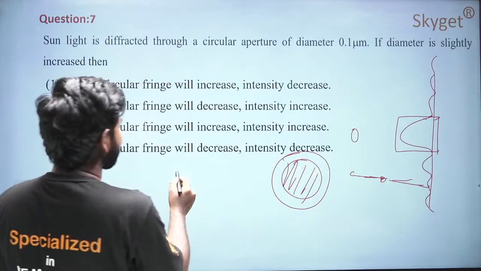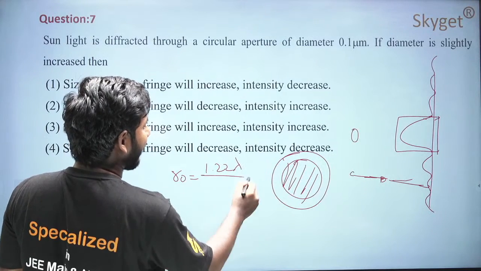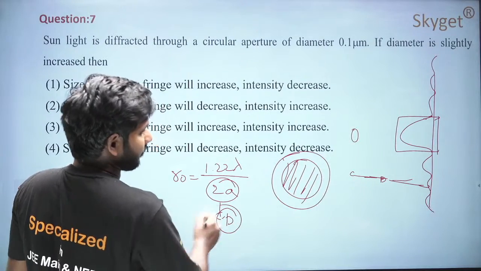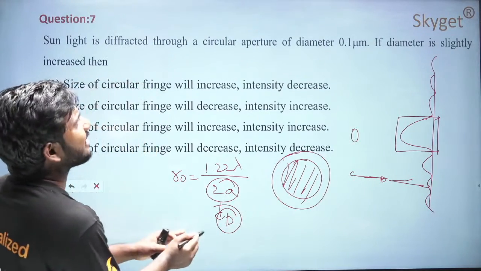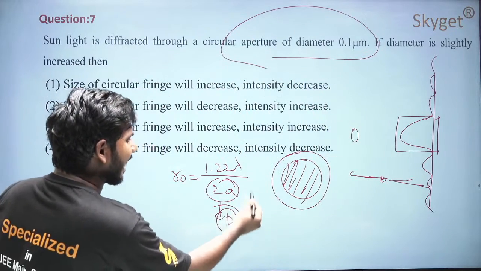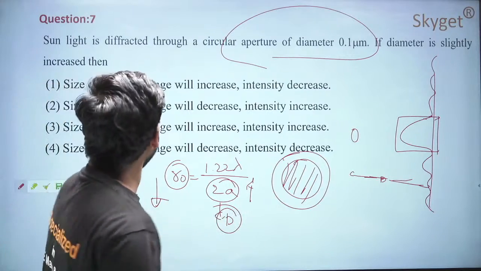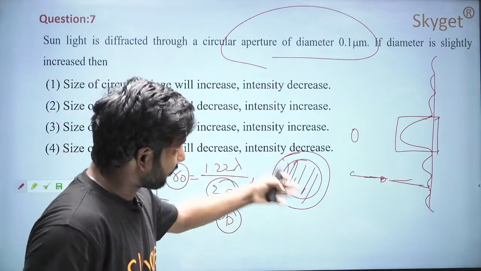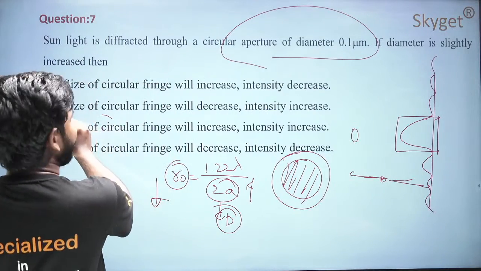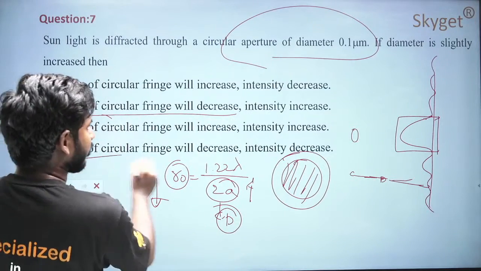So what is the radius of this ring, students? That is 1.22 lambda by 2a. 2a is the diameter, students. So now here, the aperture diameter is increased. If the aperture diameter is increased, that radius will decrease. The radius of the central fringe decreases, which means the size of the circular fringe will decrease. So that is an option given in two places.